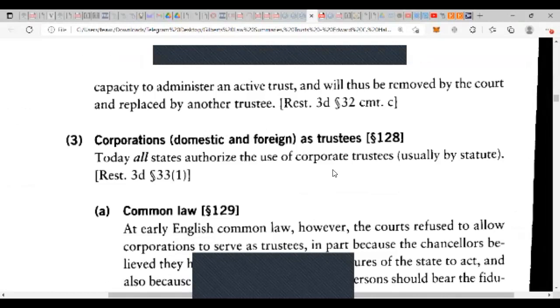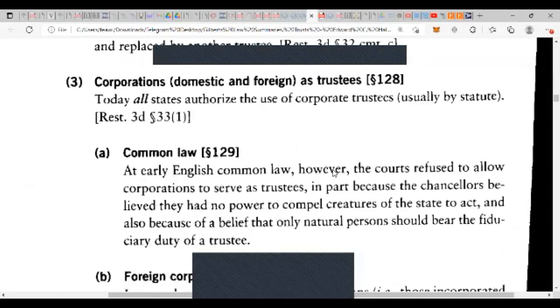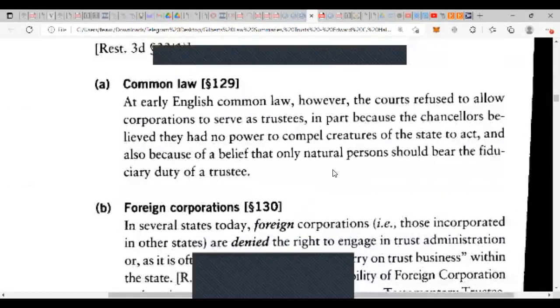Number 3, corporations, domestic and foreign, as trustees. Today, all states authorize the use of corporate trustees, usually by statute. A. Common law, section 129. At early English common law, however, the court refused to allow corporations to serve as trustees, in part because the chancellors believed that they had no power to compel creators of the state to act, and also because of a belief that only natural persons should bear the fiduciary duty of a trustee.